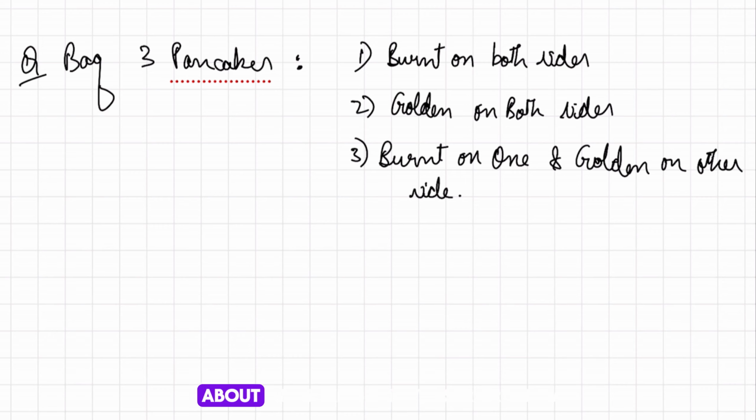Today we're going to talk about another brain teaser problem which is based on probability. So here we have a bag and it contains 3 pancakes. A pancake is like a snack, but essentially it's a baked bread in some form. And the 3 pancakes have certain characteristics. The first one is burnt on both sides, as you can see here.